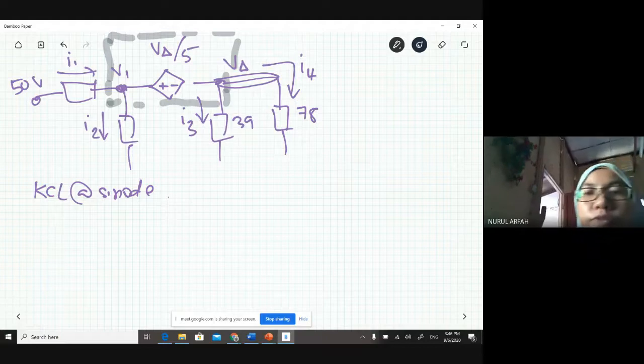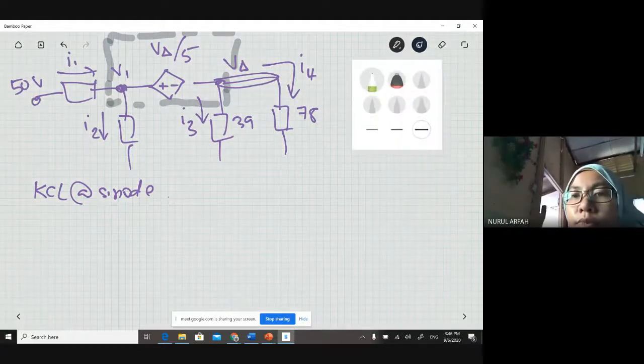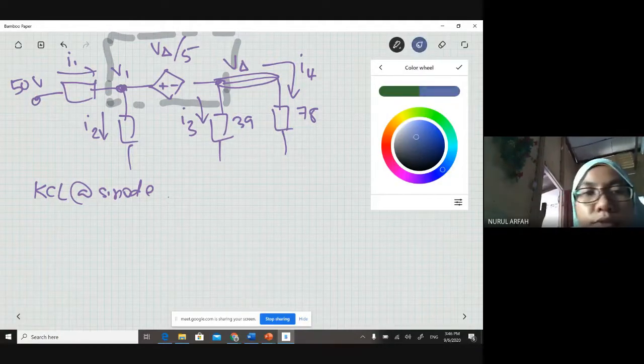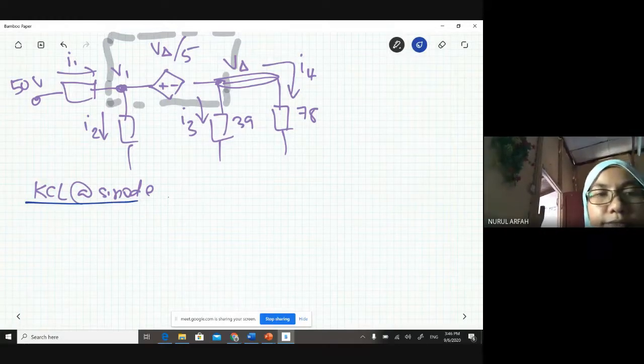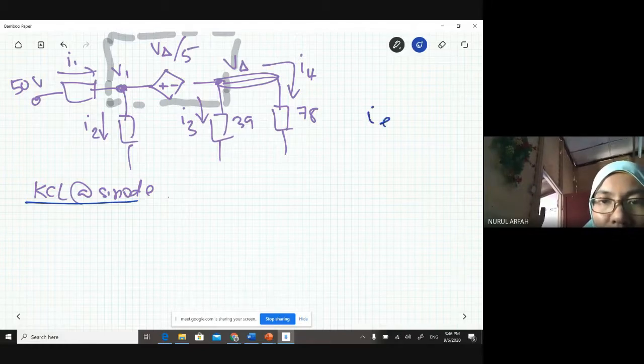Okay, this is a boundary. Then choose this color again. Okay, so what is a KCL? You need to choose current entering equal to current leaving.